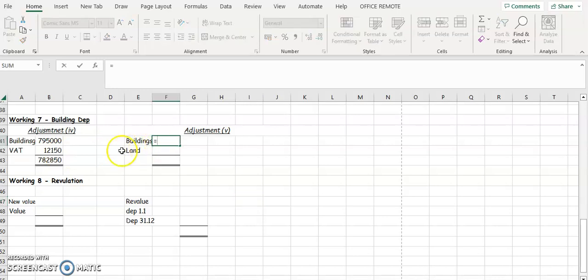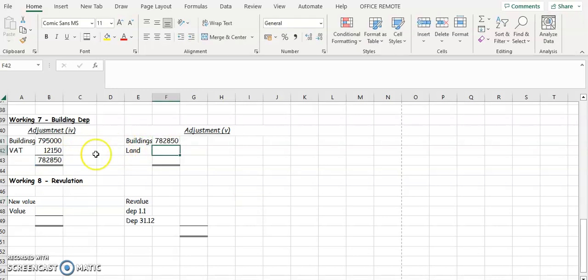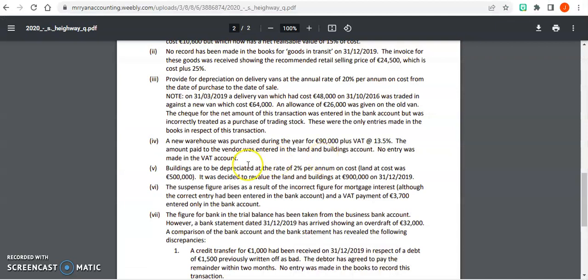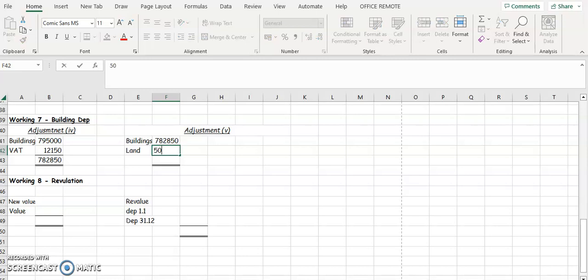So our buildings is going to be 782,850. That's just taken from this adjustment. Our land, as we said from the question, is 500,000, I think it is. So 500,000. So you need to take land away from our land and buildings, and that's going to give us a figure that we're going to calculate our depreciation on. So the buildings are worth 282,850. And from that then we're going to calculate our depreciation from the question itself.